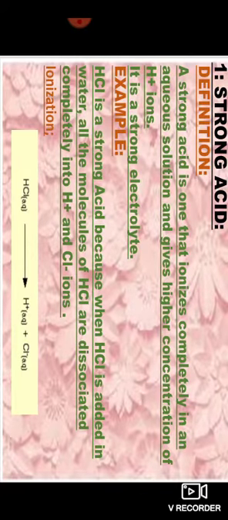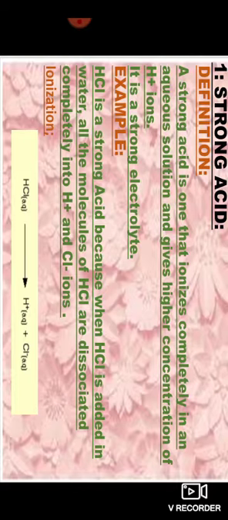Now we will discuss how we classify the acids on the basis of their strength. They may be strong or they may be weak. So these all topics are given in your book. So what are the strong acids? A strong acid is the acid that ionizes completely in aqueous solution and gives a higher concentration of hydrogen ion.